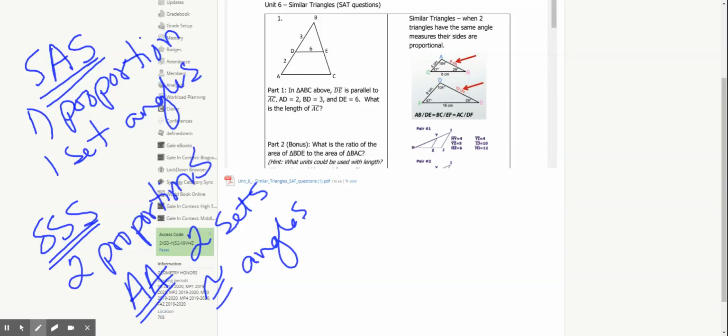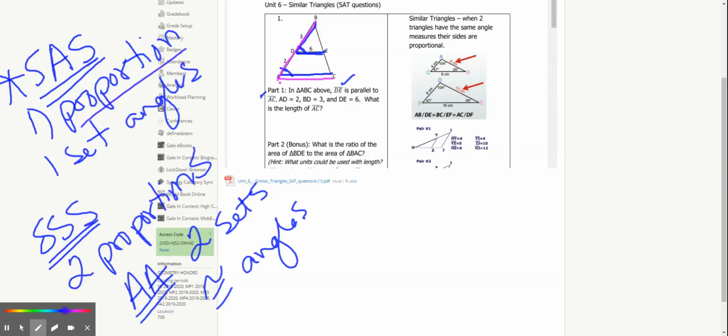So if you look at number 1 here, we are told that DE is parallel to AC. That means this angle at D and this angle at A are corresponding. So I think we're going to have side, angle, side here, because we've got a side and then an angle and then another side. And then we've got a side and an angle and another side.